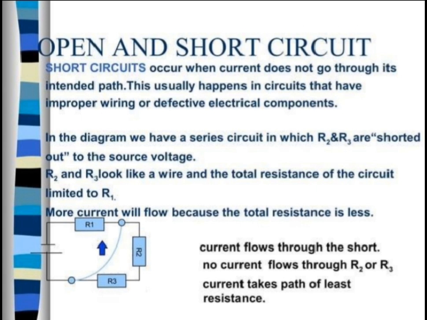So, an open circuit is a break in the electrical path preventing the flow of current. Imagine a broken wire in a circuit. For example, a light bulb's filament breaks, creating an open circuit. The light bulb won't turn on because electricity can't flow through the broken filament.